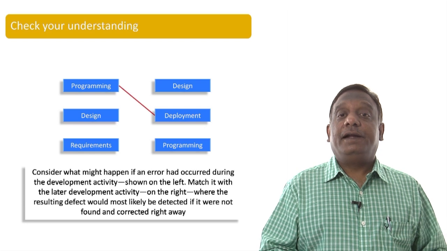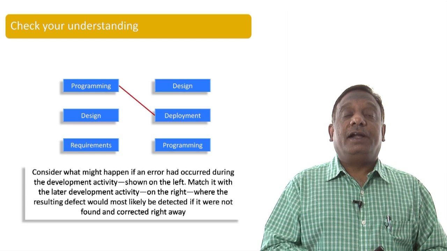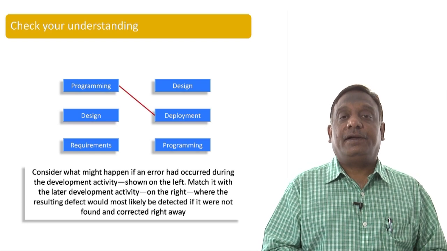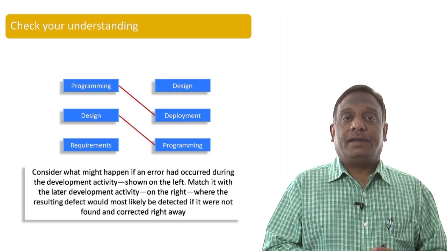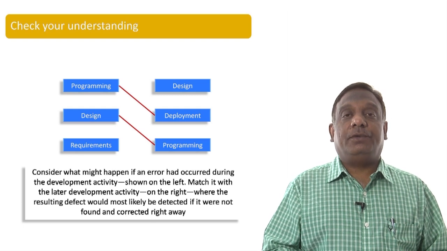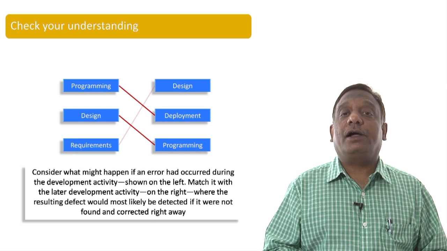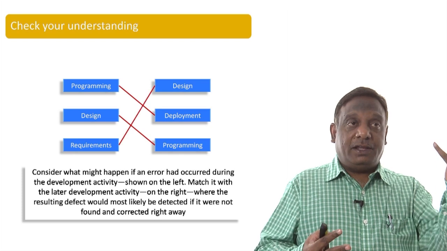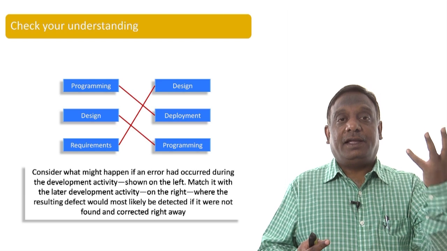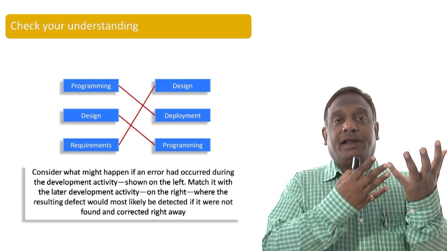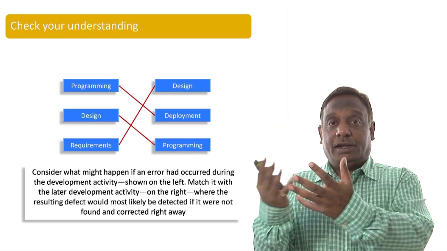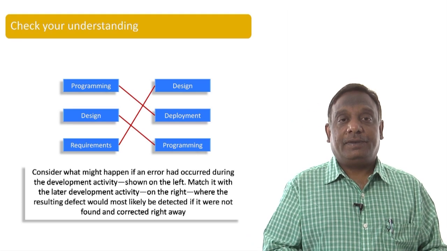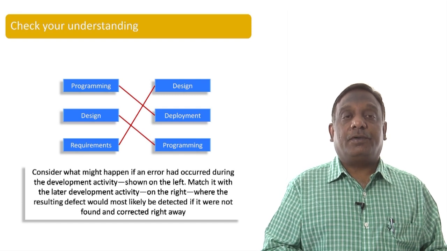That is deployment. So if design mistakes are committed, what can it lead to? It can lead to programming flaws. And if you make mistakes at requirements time, it can lead to wrong design. So in every life cycle activity, if mistakes are made and they are not corrected at the time, it can lead to a wrong next phase. So that is what we have talked about so far.